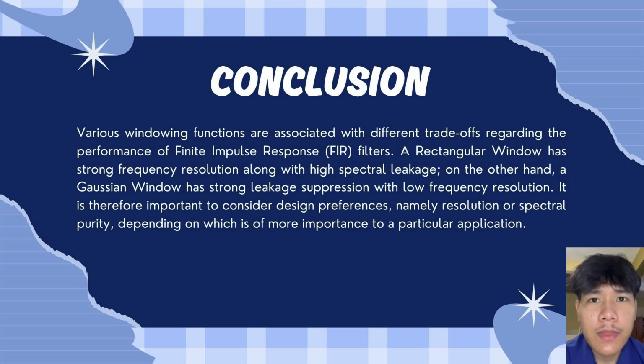In conclusion, various windowing functions are associated with different trade-offs regarding the performance of finite impulse response FIR filters. A rectangular window has strong frequency resolution along with high spectral leakage. On the other hand, a Gaussian window has strong leakage suppression with low frequency resolution. It is therefore important to consider design preference, namely resolution or spectral purity, depending on which is of more importance to a particular application.